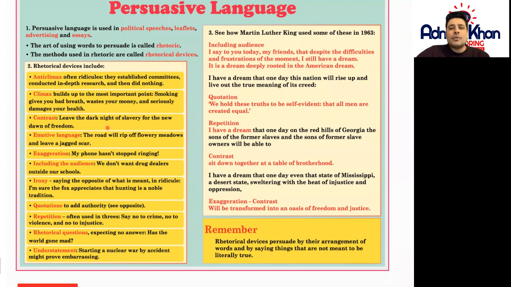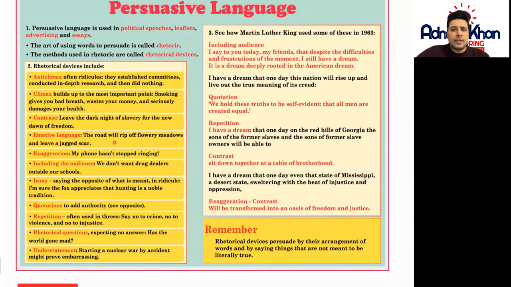You can also use emotive language in persuasive language as well. So the road will rip off flowery meadows and leave a jagged scar. So in other words, your emotions are telling you that if you were to create a road in between a beautiful countryside, that's going to destroy the meadows and leave a scar on the countryside.